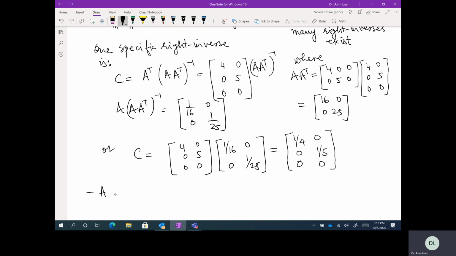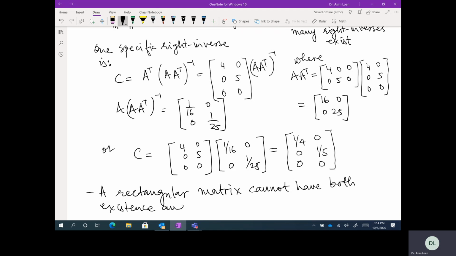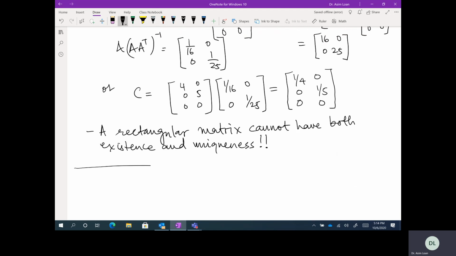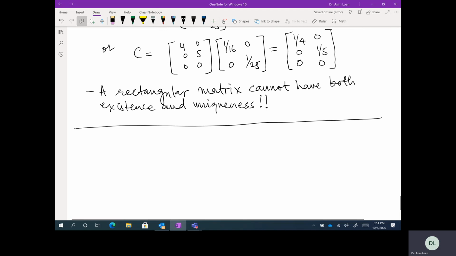Caution, note of caution: a rectangular matrix cannot have both existence and uniqueness. Okay, so a square matrix has only one inverse if it exists.